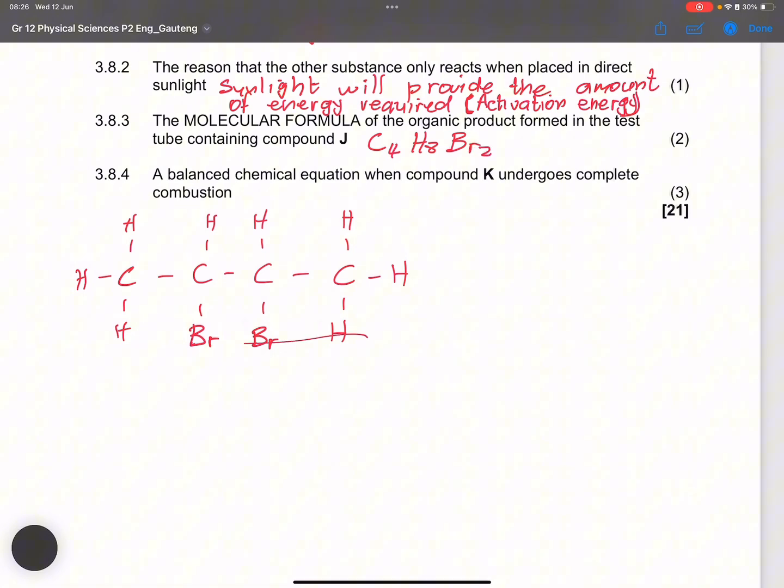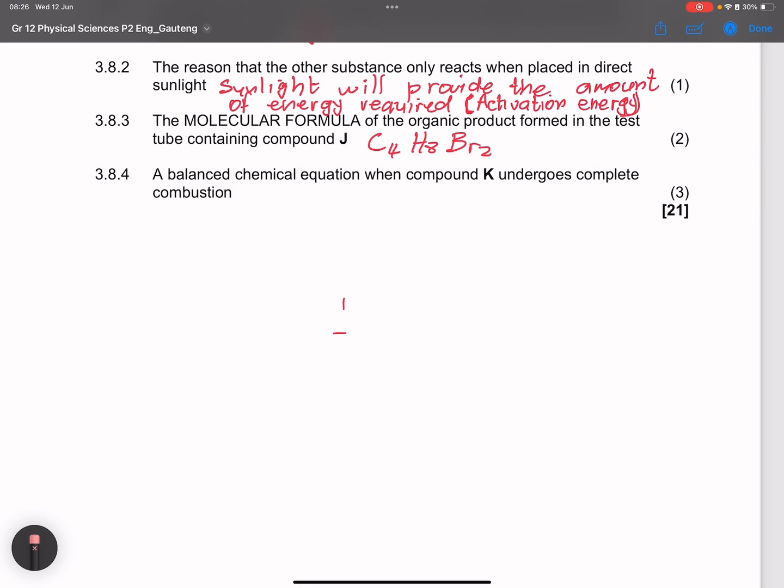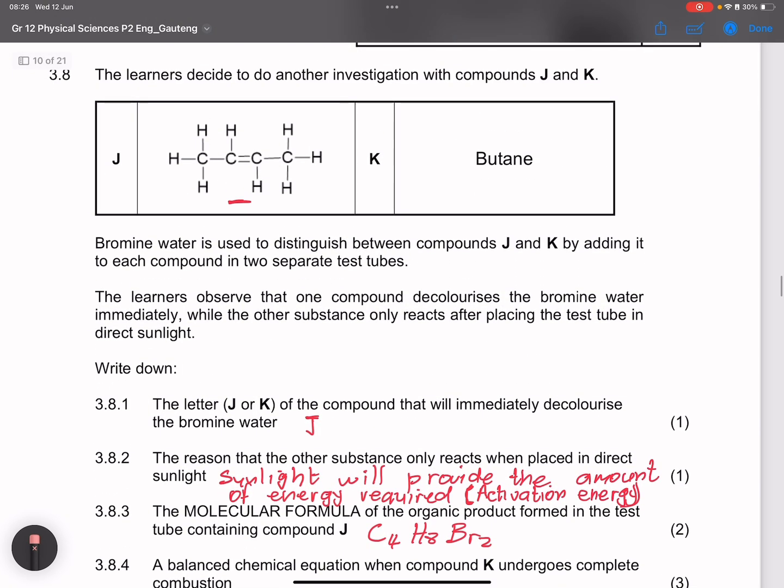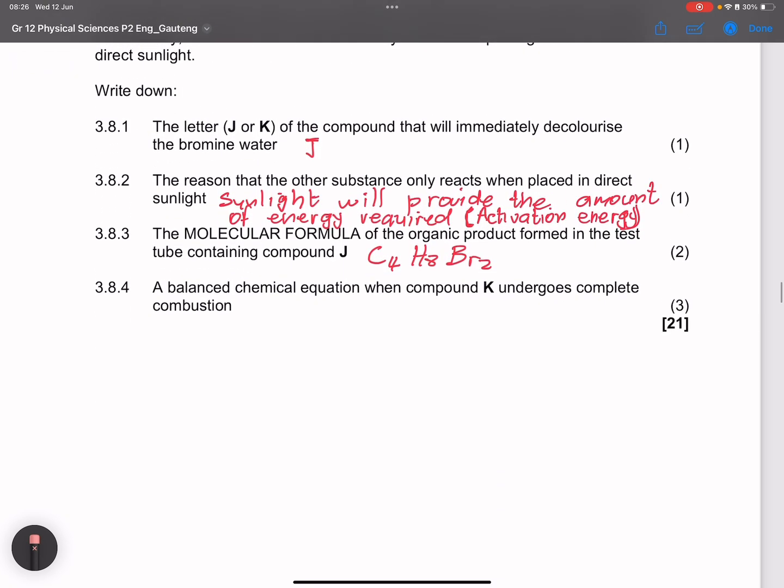All right, and finally, they say to us a balanced chemical equation when compound K undergoes complete combustion. So we're going to take K, which is butane. So remember, we're going to have butane C4H10 plus complete combustion, it reacts with oxygen. We're going to form carbon dioxide plus H2O. But please remember we need to balance that reaction.